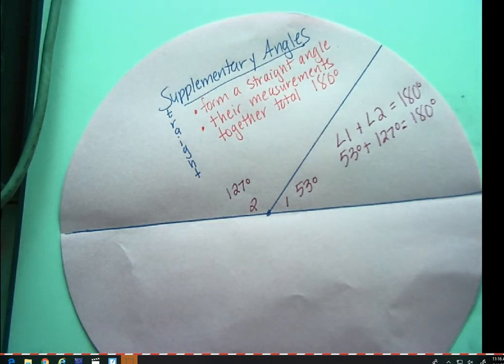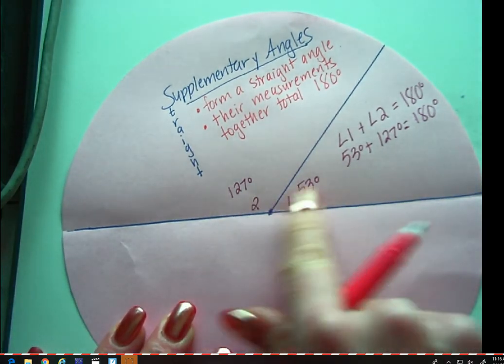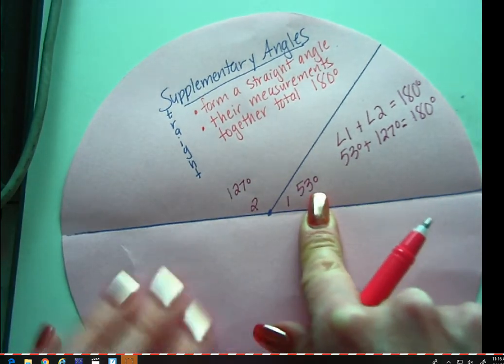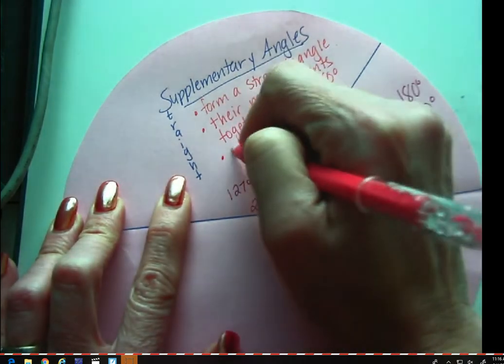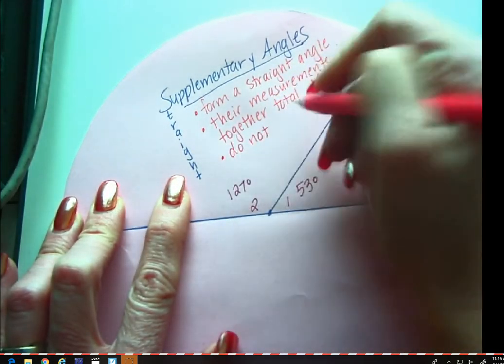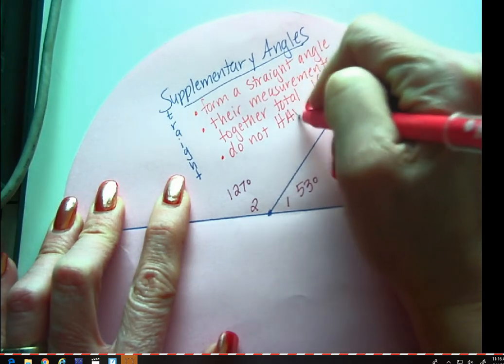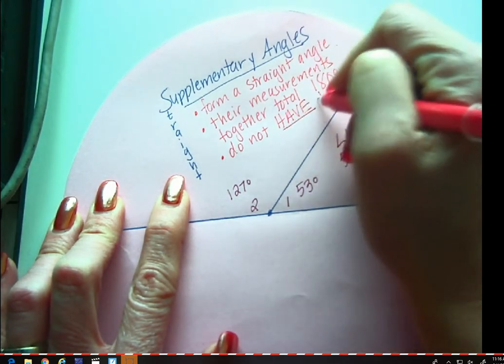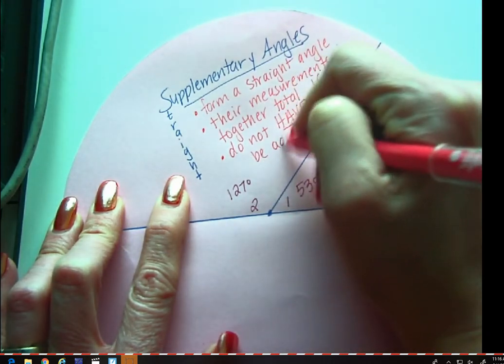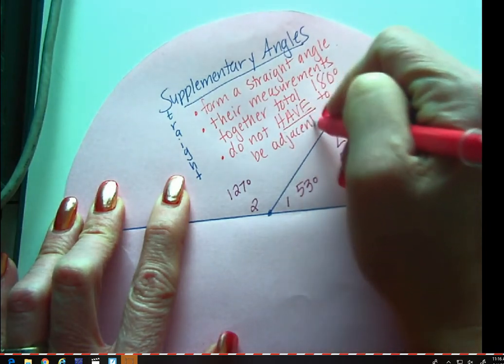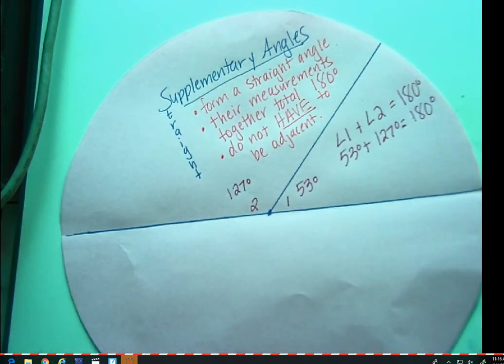Okay, the other thing I want you guys to know about supplementary angles, although these two are right next to each other or they're also adjacent, they do not have to be adjacent. So they can be on different parts of a diagram. We'll look at that later. They don't have to be right next to each other to be supplementary.